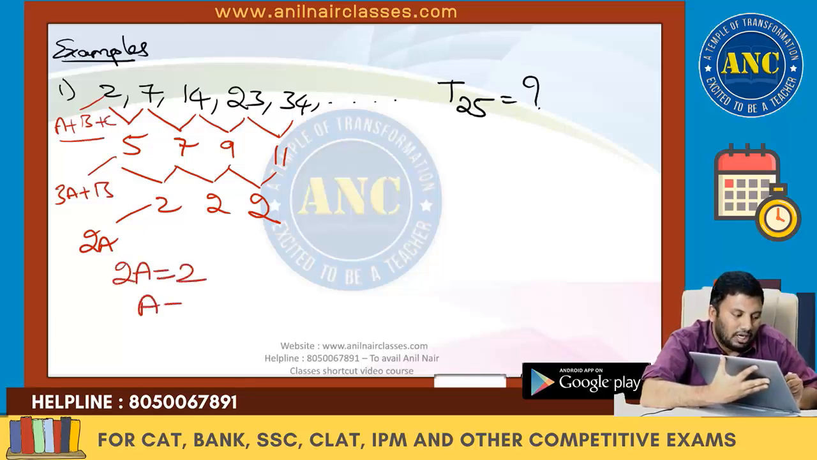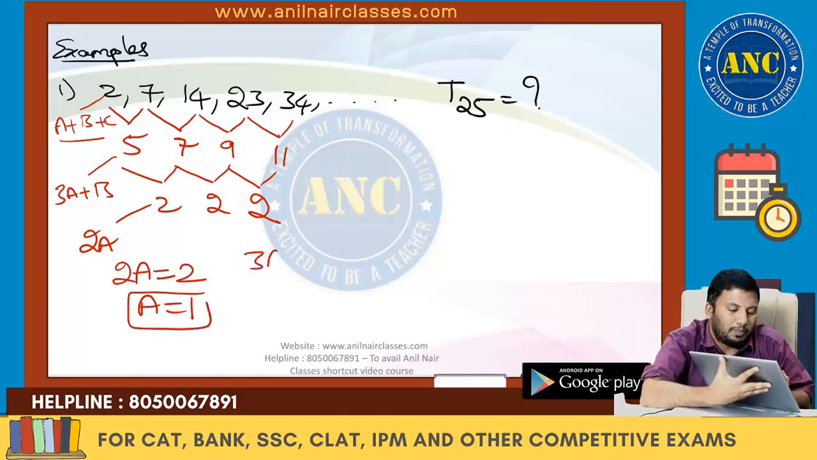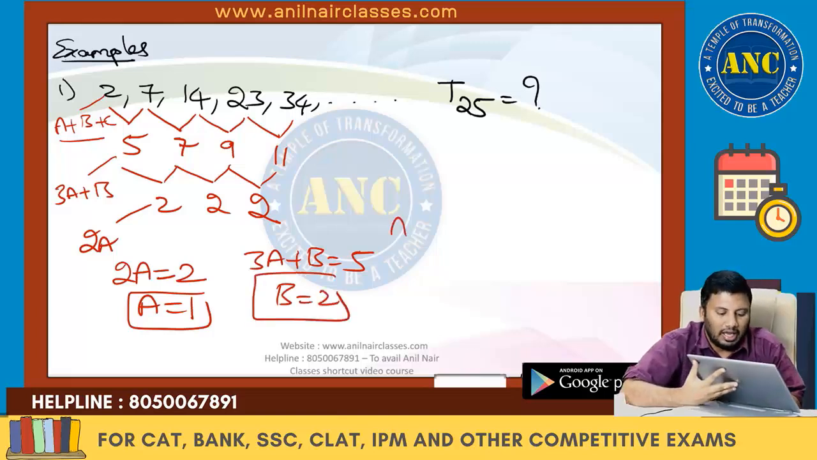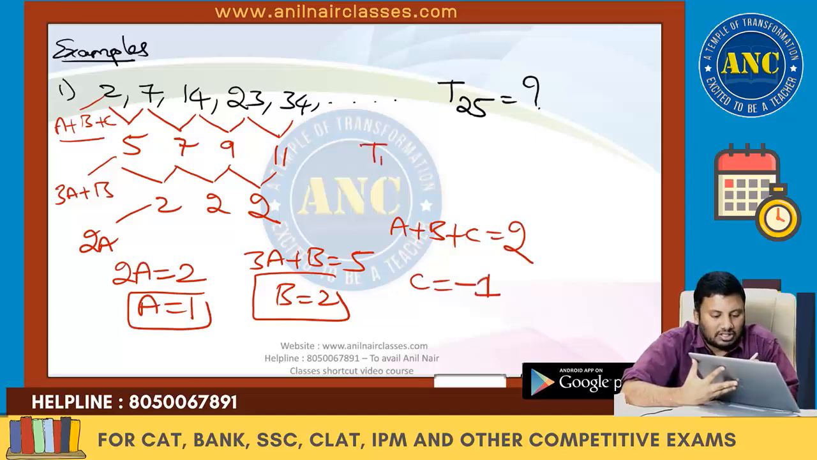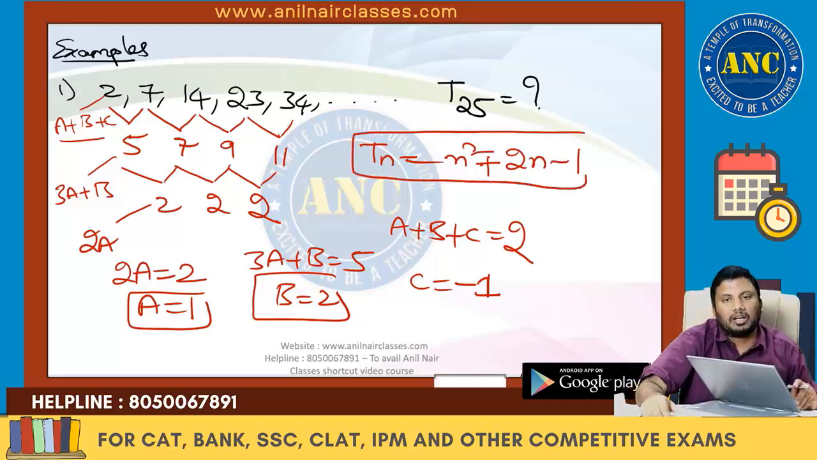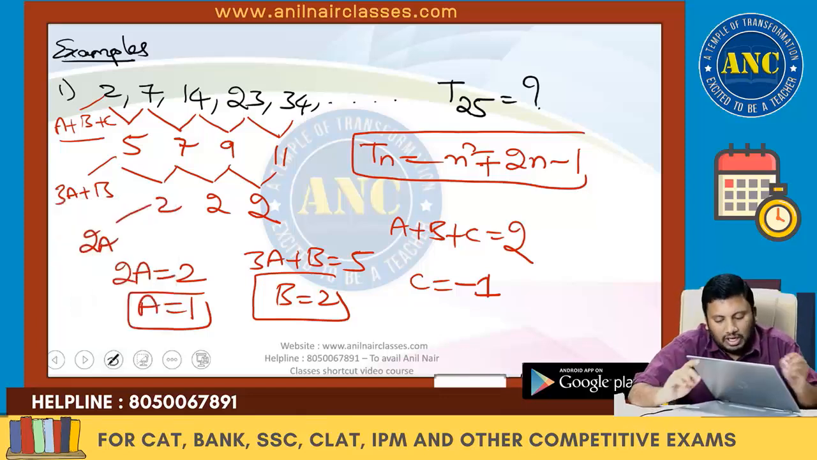2a is 2, so a value is 1. 3a plus b is 5, so b value is 2. a plus b plus c is 2, so c value is minus 1. So the nth term is n square plus 2n minus 1. Otherwise, it will be very difficult to find out the particular pattern of this series. Tn is n square plus 2n minus 1.